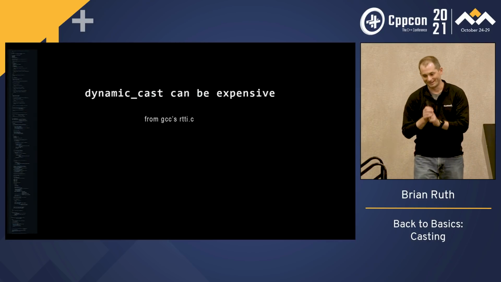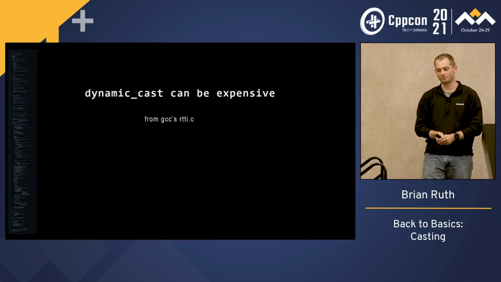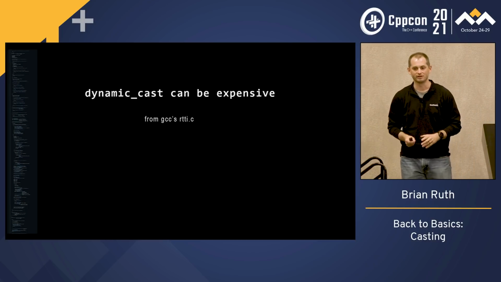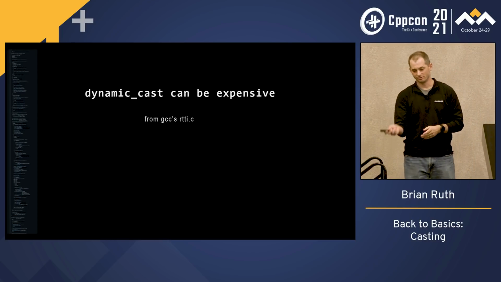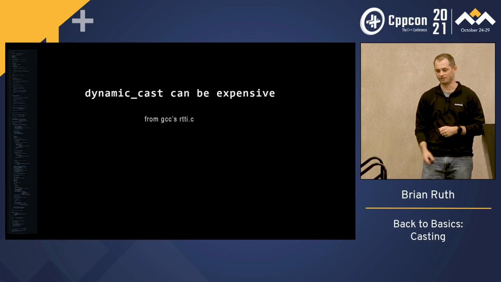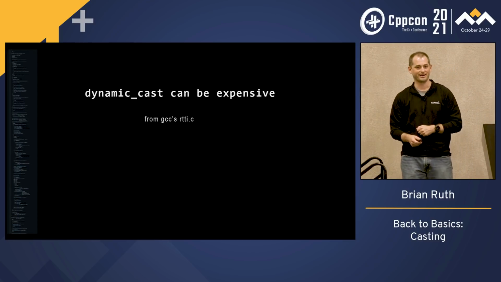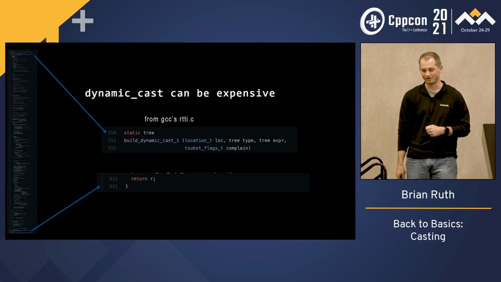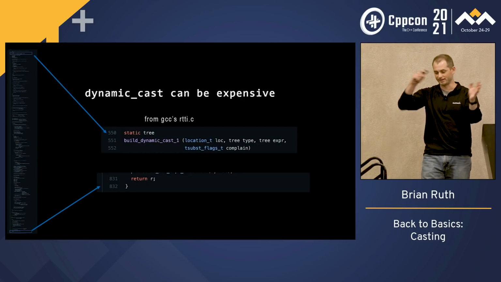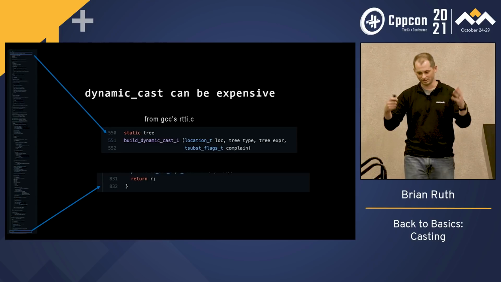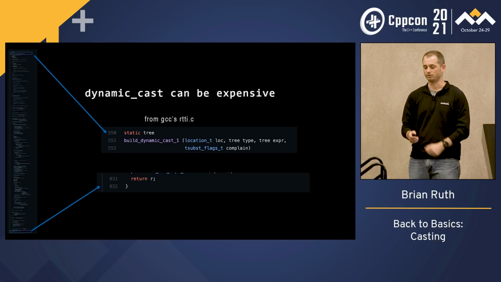But be wary, because dynamic cast can be expensive. You don't want to just use this all over the place. If you can static cast up and down, static cast up and down. It's going to be much quicker. This is just a portion of GCC's RTTI.c, showing how they go through and do their dynamic casts. And there are function calls in and out of here and different structs and stuff. So that's something to keep in mind if you're using this.